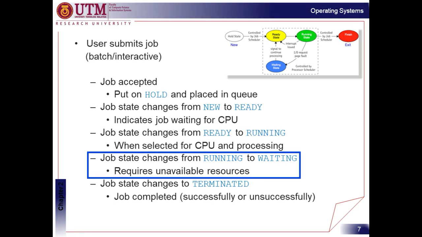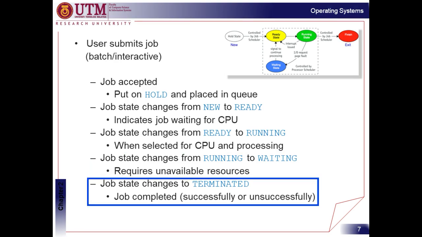Not all jobs can go from running to completion without stopping. Some jobs may need resources that are not currently available, or they may need to wait for events like I/O operations to finish. When this happens, the job moves from the running state to the waiting state. This means that the job has temporarily stopped running until the conditions it needs are met or the resources it needs become available. The final stage in a job's life cycle is the terminated state.